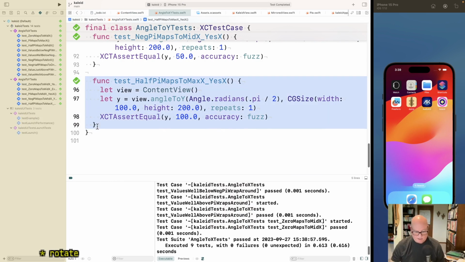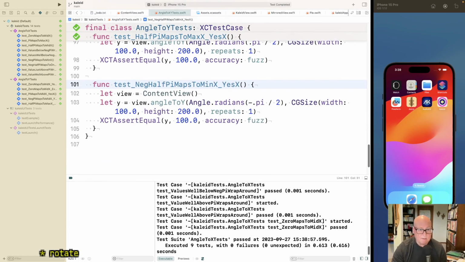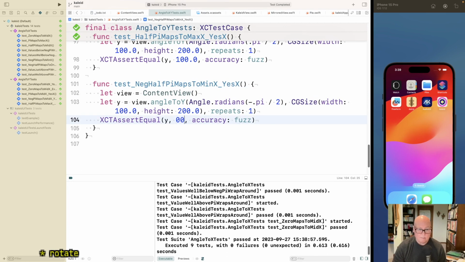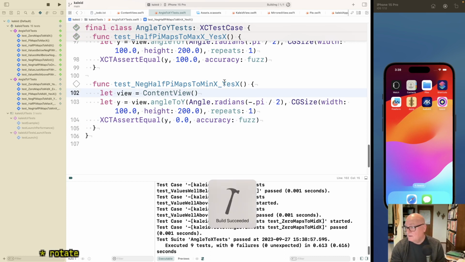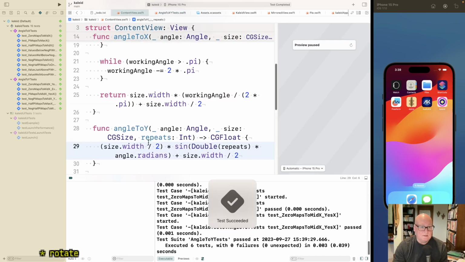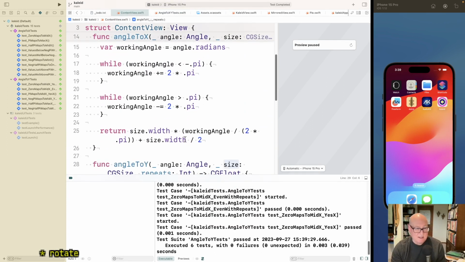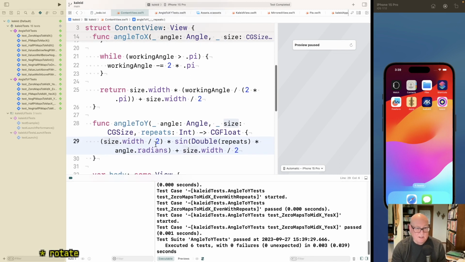And then I think the flip side should also be correct. Negative half pi maps to min x. It should be 0. Yikes. All right. And I believe this covers that case too. Okay. Now the question is, why is this one not the same? Because this one's working with x over 2.